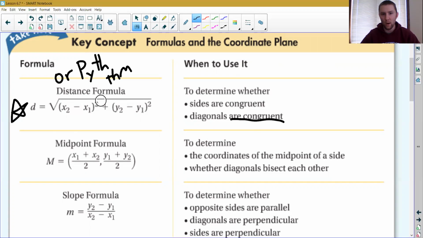x2 minus x1, squared, right? We subtract the x's, square them, and then we do the same with the y's, square them, add those together and take the square root. That'll give you the distance, the whole length, okay?